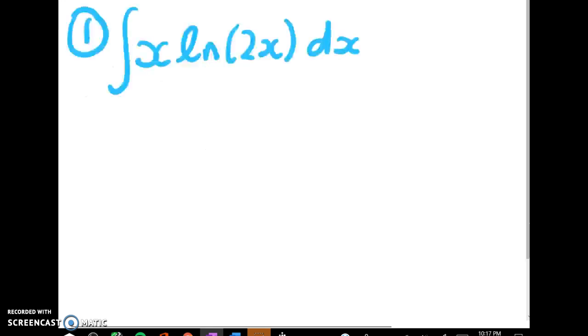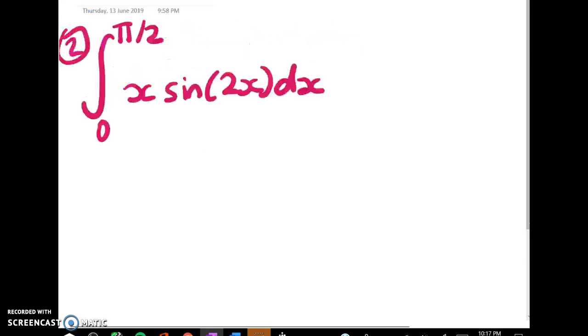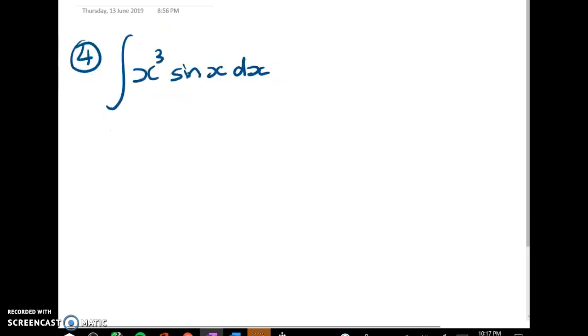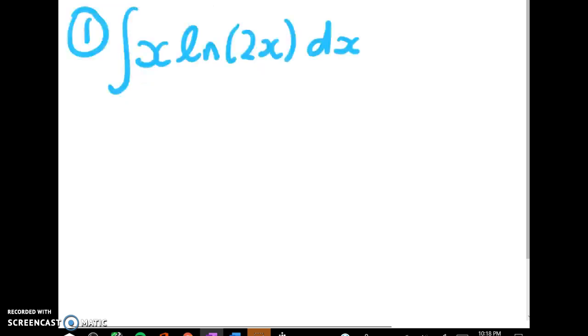So here's the first one. Here's the second one, the third one, and the fourth one. So that fourth one is one where we've got to do repeated integration by parts. So it's a little bit fiddly, but something we've got to get confident with. So let's go back to the first one.